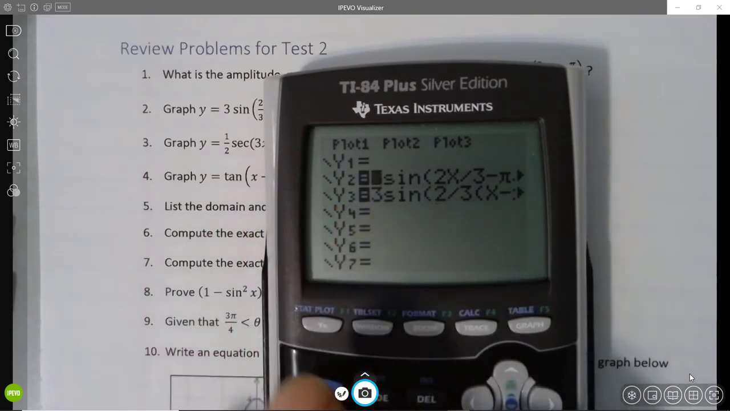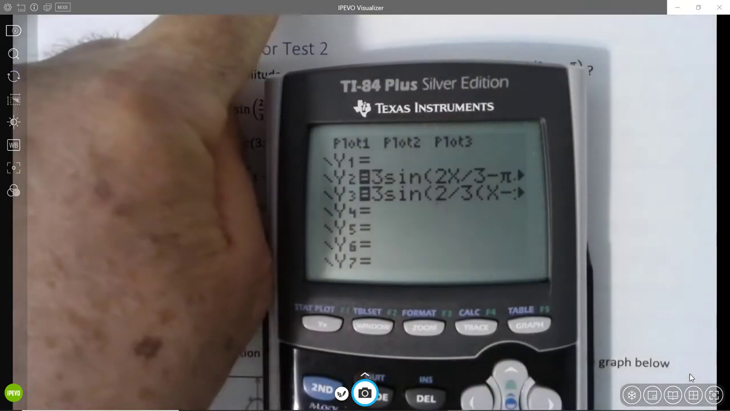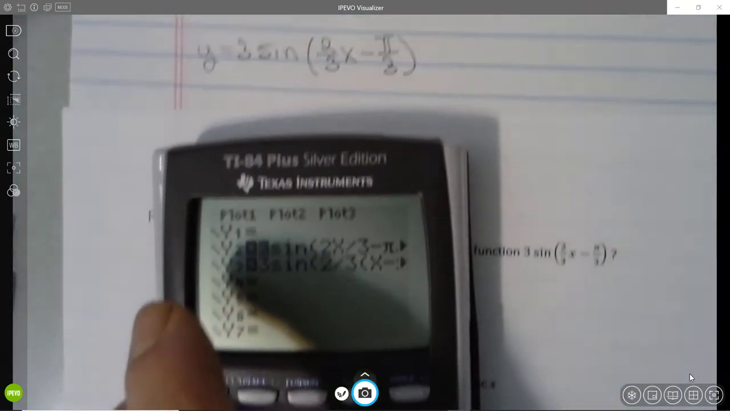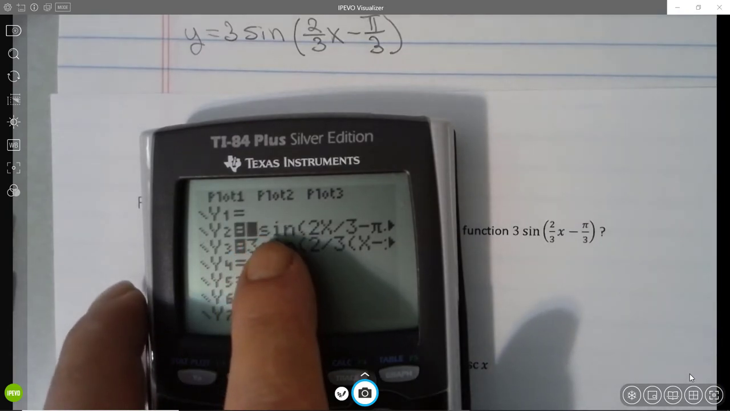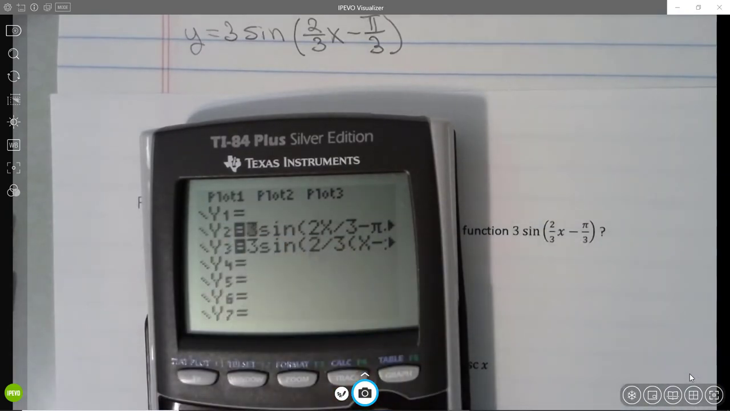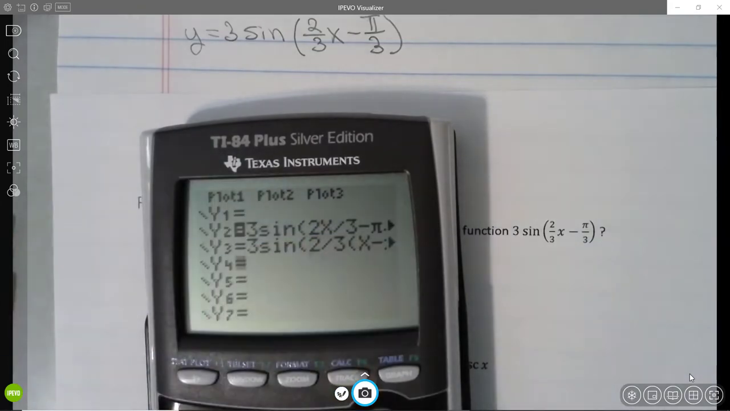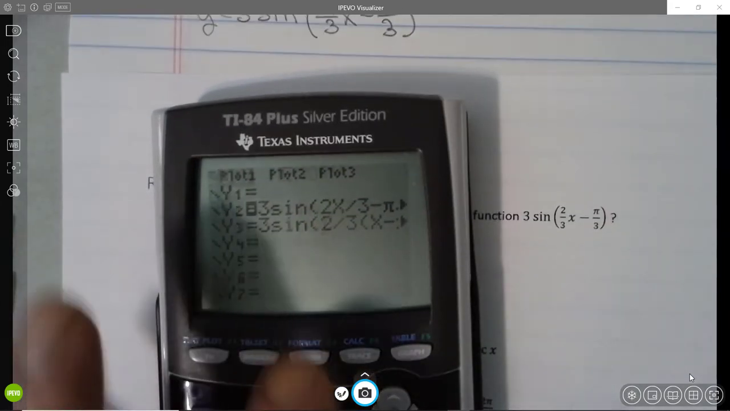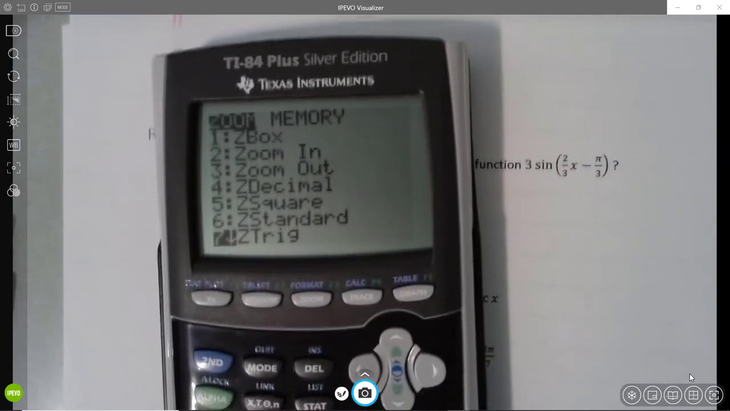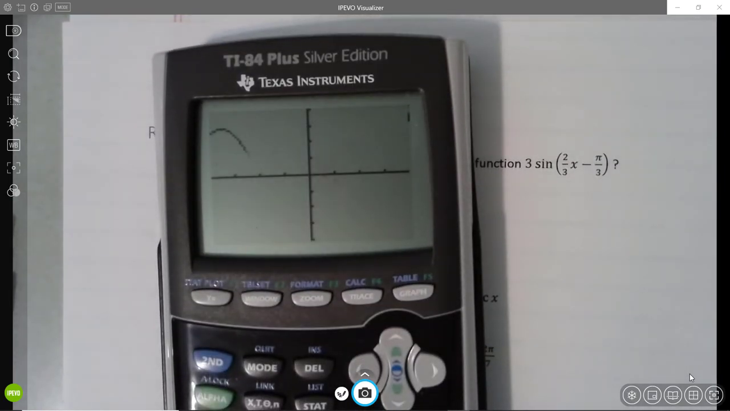But this one right here, 3 times the sine of 2/3 x minus pi over 3, is right here. 2/3 x minus pi over 3 is what we're looking for next. There it is. And rather than save myself the trouble of typing this in again, I am going to highlight that and press enter. And notice it turns off that equal sign. So this one won't graph, just that top one there. And if I set my zoom to the standard trig window, I should get a look at this.